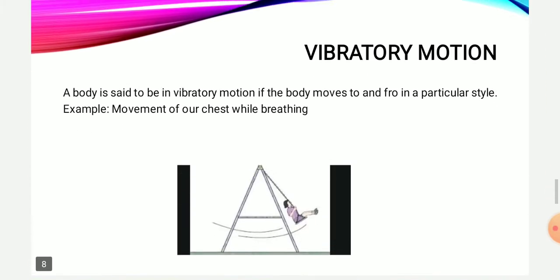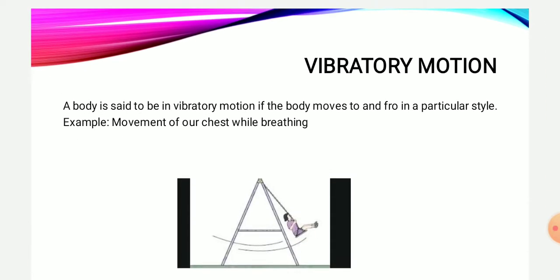Next is vibratory motion. It is also periodic motion. Vibratory motion means the object is moving to and fro in the same style, and again the time interval taken will also be the same. For example, the movement of a swing or the movement of the chest while breathing.